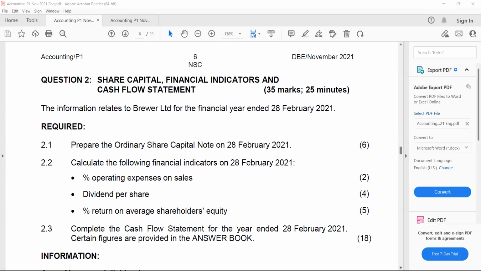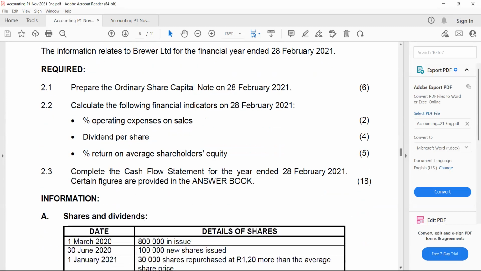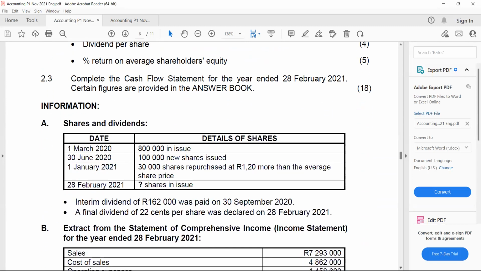The first question requires us to prepare the ordinary share capital note on 28 February 2021. So let's have a look at the information. So shares and dividends. At the start of the year, we had 800,000 shares in issue. At 30th June, issued 100,000 new shares. And then 1st January 2021, you bought 30,000 shares at 1 rand, 2 rand more than the average share price.